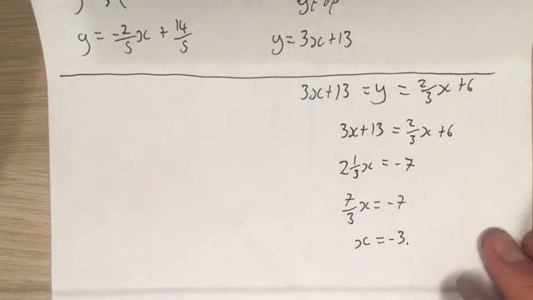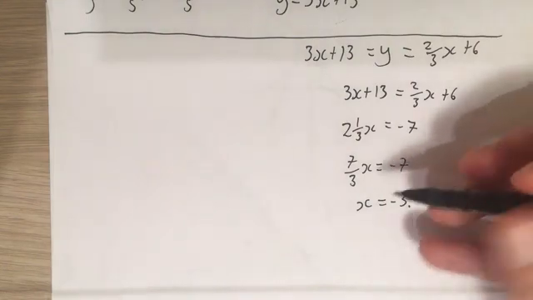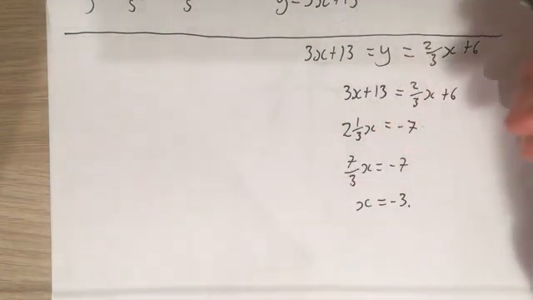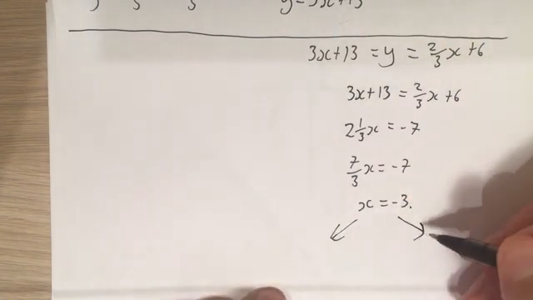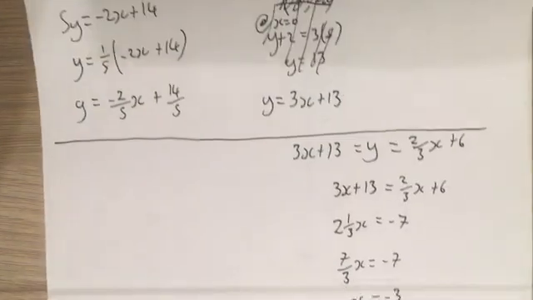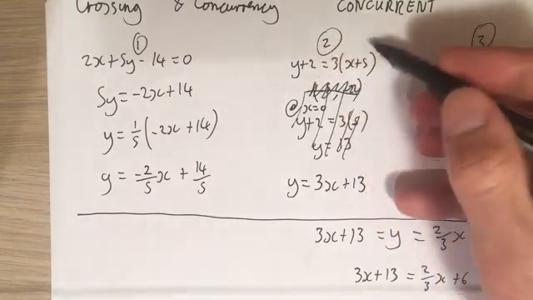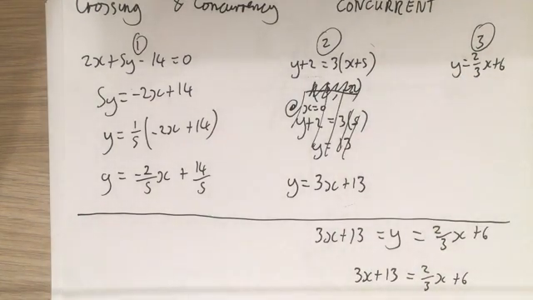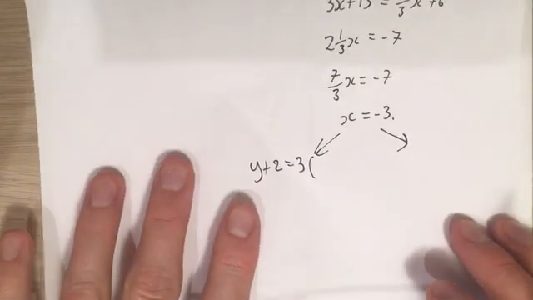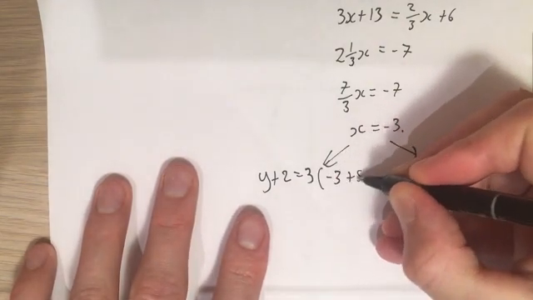So to find out the y coordinate of the place where the lines cross, I can choose this or this or this, and actually it's sensible to check with the one right back where you started, in case you've made an error somewhere. So I'm going to check that this gives me the same y coordinate in both equations, because if it does, then the point agrees with both equations and the lines must cross. So this equation right where I started: y plus 2 equals 3 lots of x plus 5, but x is minus 3, so minus 3 plus 5.